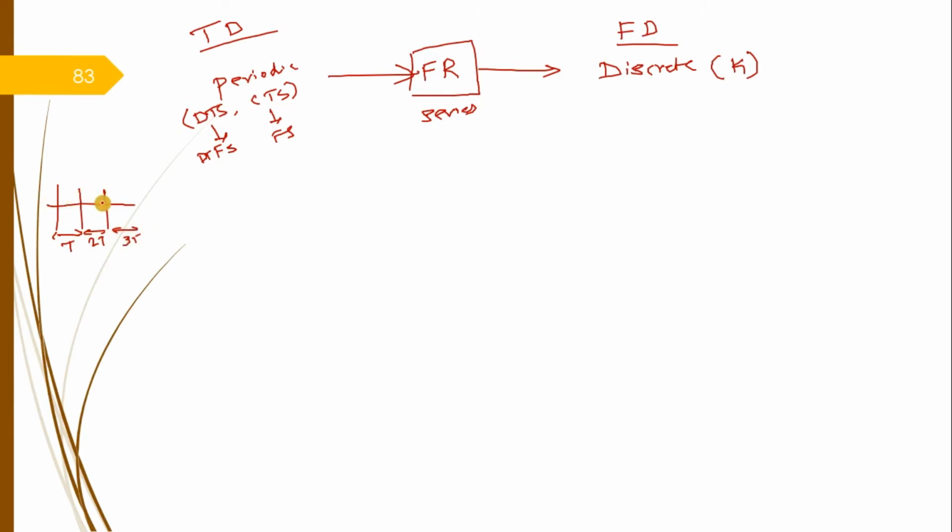Whatever signal I get here, the same signal comes over here, and the same signal comes over here, and it goes on repeating. If it is repeating, analysis of the same repeated signal is useless, so I don't consider it. My whole concentration will be on only one period. And in one period, the signal might be like this or like this or like this.